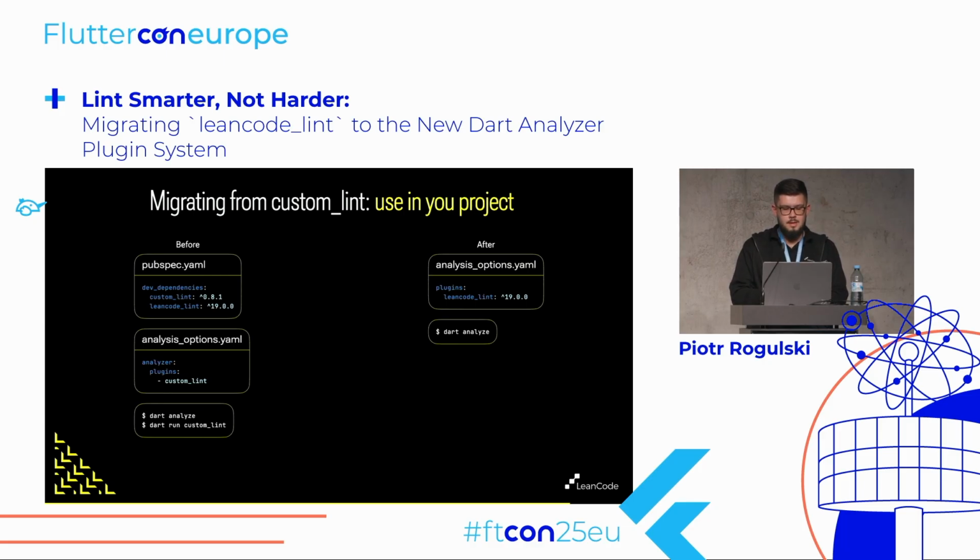Before, you would have to define both the package that provides the lints, as well as the package custom_lint itself, because this is the package that actually runs the code. And as presented at the bottom, previously you would have to run two separate commands. With the new system, you just have to run one command, and all the lints, both the built-in and the custom ones, get reported.